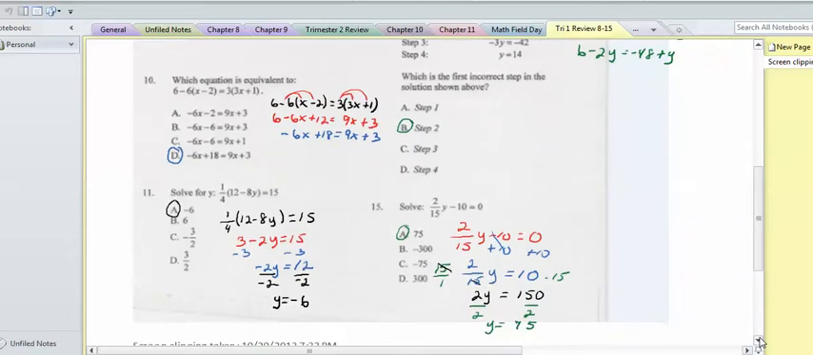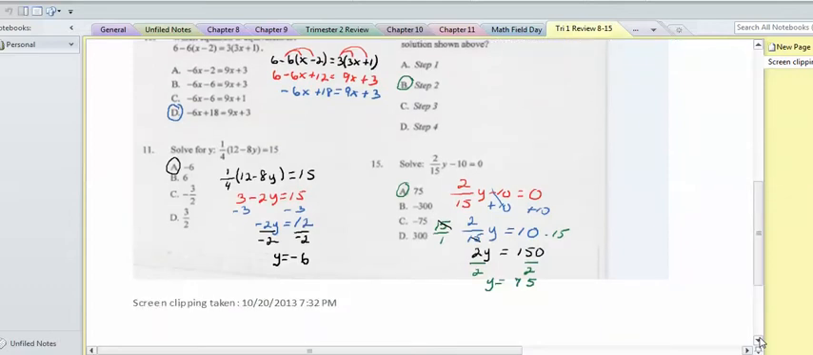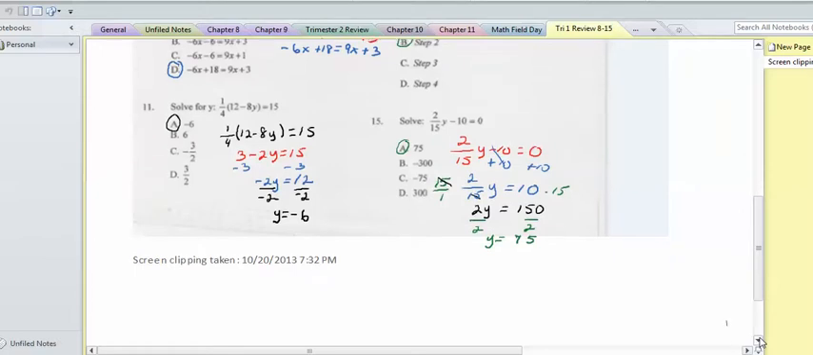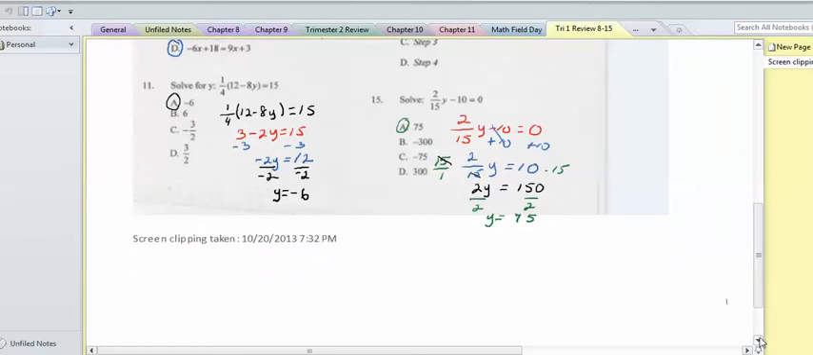Okay, number 15. I moved the 10 first, and then I multiplied both sides by 15 to cross cancel. I got 2y is equal to 150, and then I divided by 2 to get 75. Okay, so now that's 1 through 15.